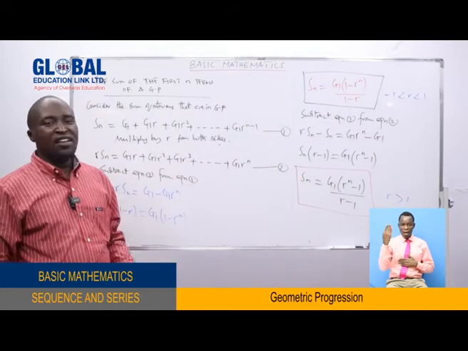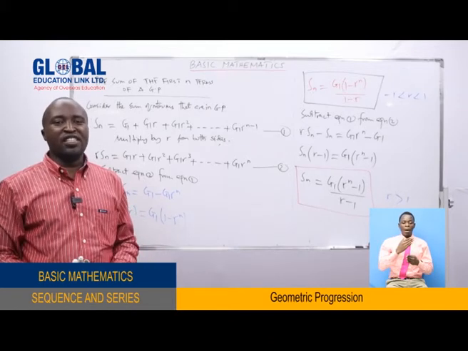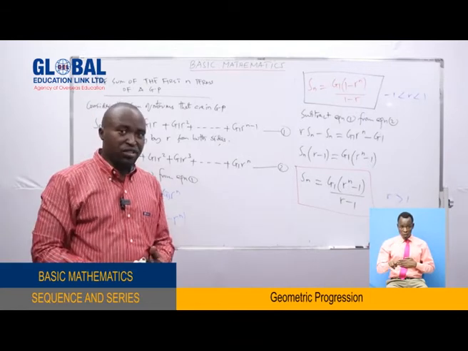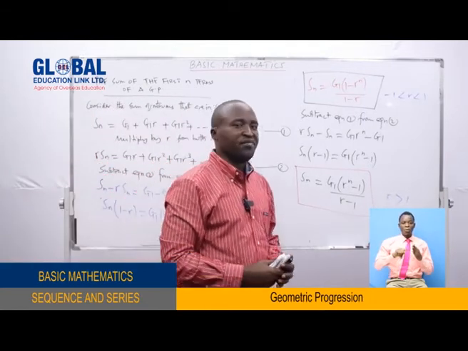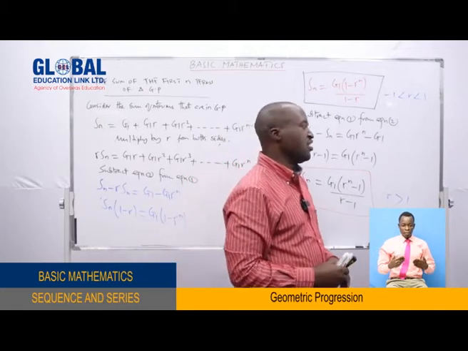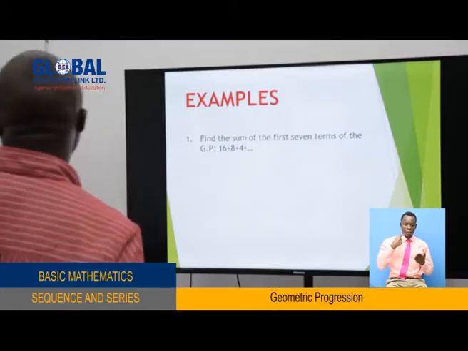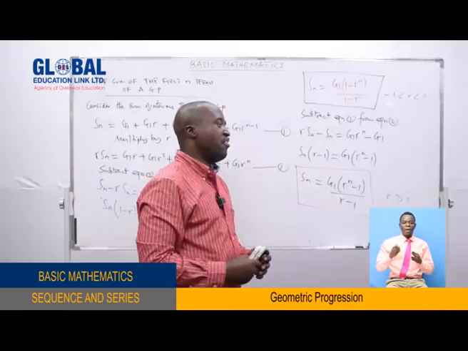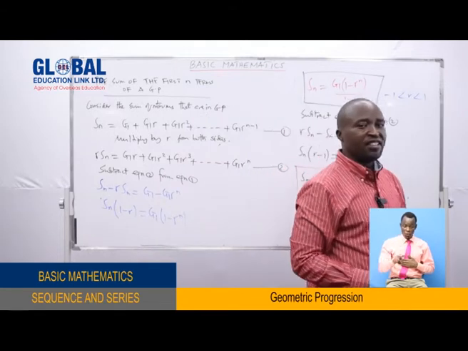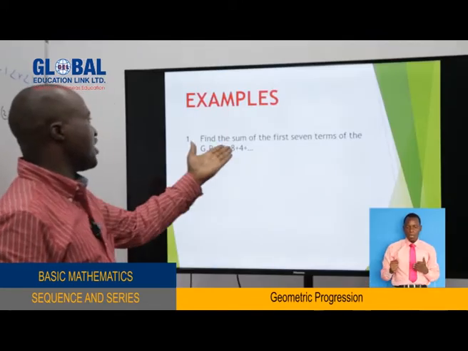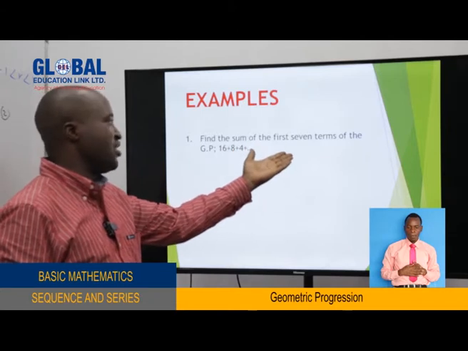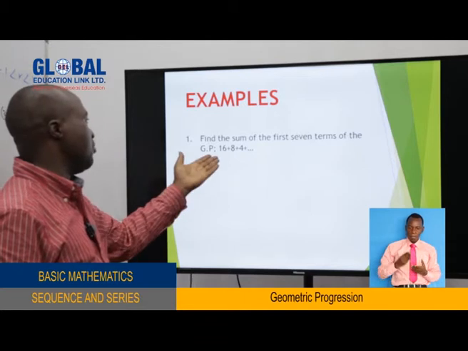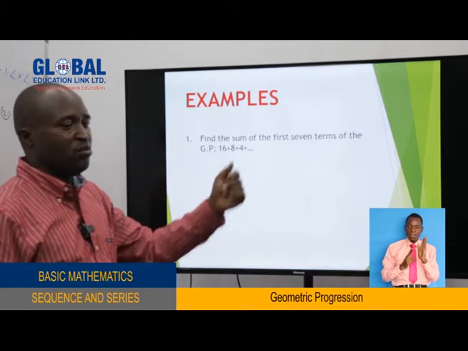Now, after having these two formulas, it is time to do examples that will use these two formulas. Now, students, we continue with examples. And this time we have questions that need the use of the two formulas. We have the first question: find the sum of the first 7 terms of the GP. The given GP is 16 plus 8 plus 4 to infinity.